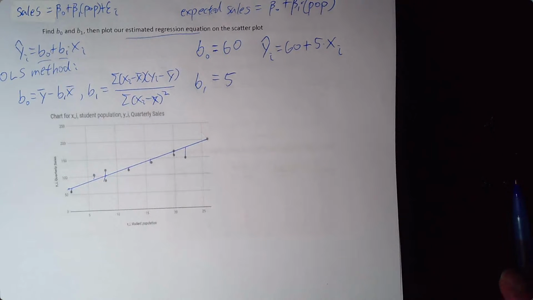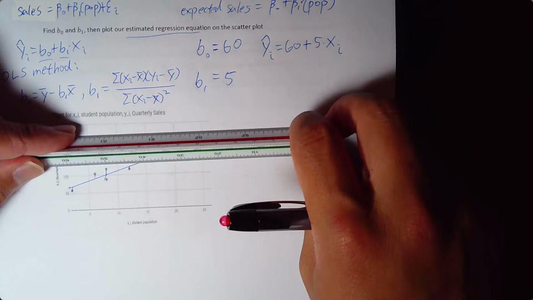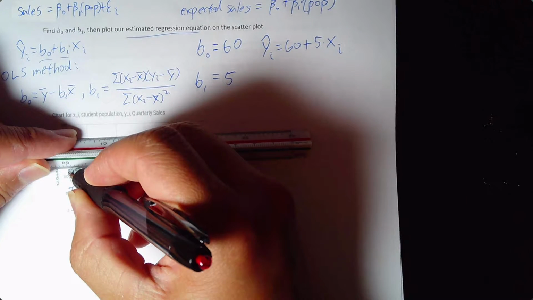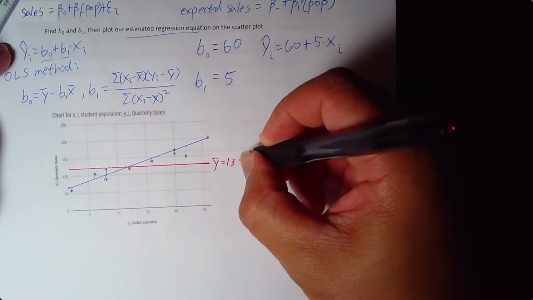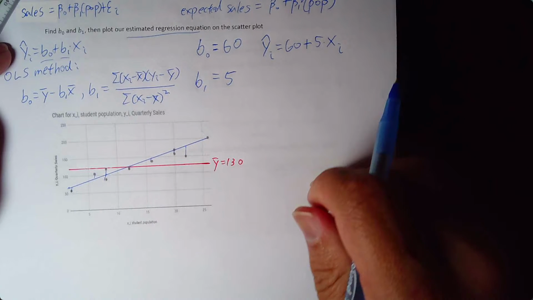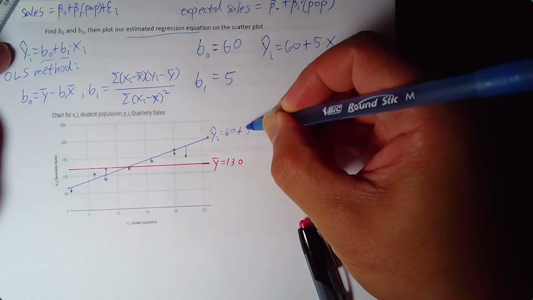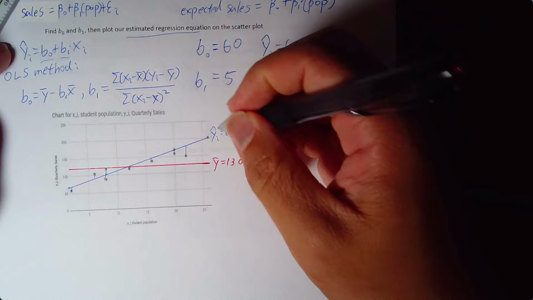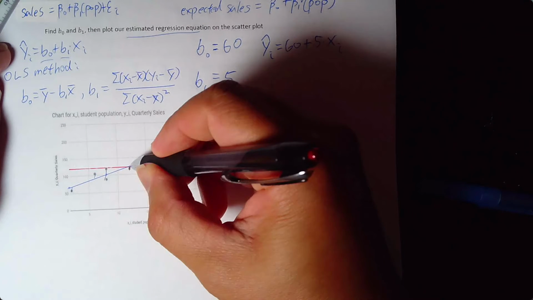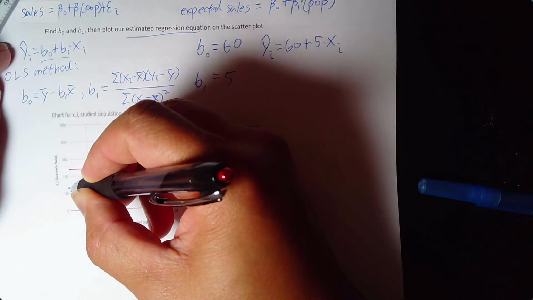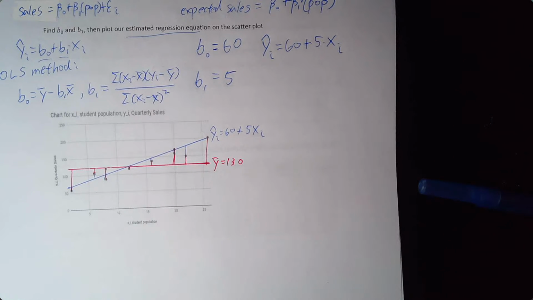Let's compare that, and I'm going to use a different colored pen here, to how we did when we were using just y bar. So again, y bar here equals 130. And then here is our estimated regression equation, which is 60 plus 5xi. And look at the deviation. The red here is the deviation from the mean, and that is your SST. You can clearly see the deviation from the blue line is much less than the deviation from the red line.